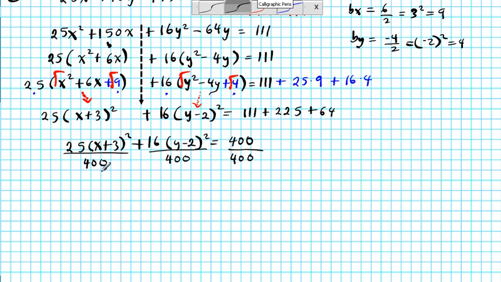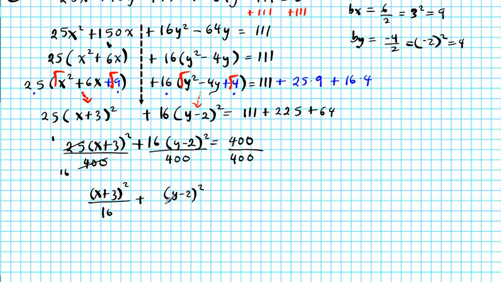25 goes into 400 16 times. Okay, so we're going to have x plus 3 squared over 16. Why? Because 25 goes here once, and 25 goes here 16. Alright, plus 16 goes into 400 25 times. Alright, so on the right side we'll have y minus 2 quantity squared over 25, because 16 goes here once, and 16 goes here 25 times. Okay, but 400 over 400 equals 1. Alright, yay, now we have our standard form. Okay, this is a standard form.